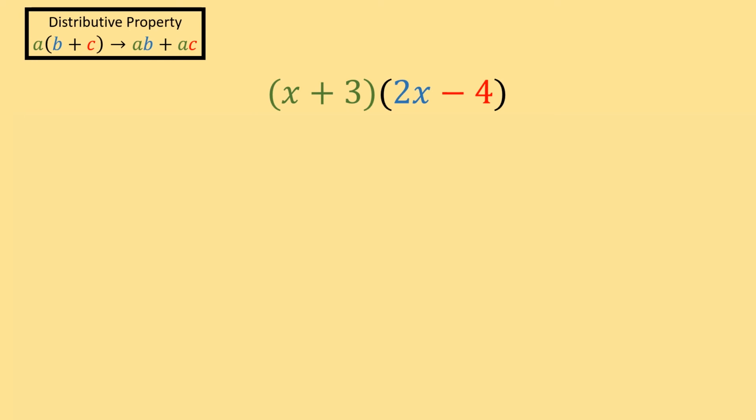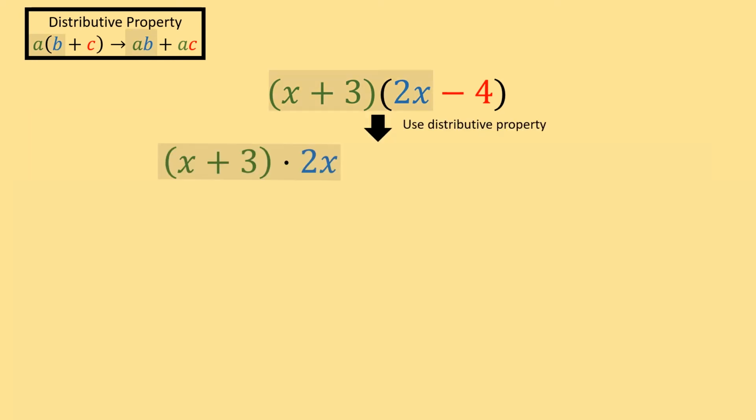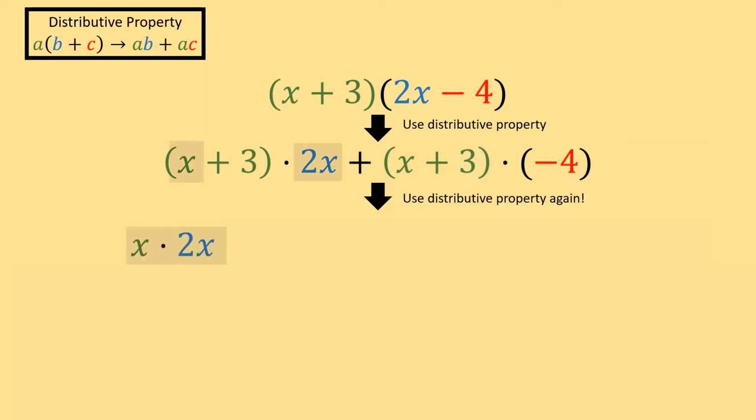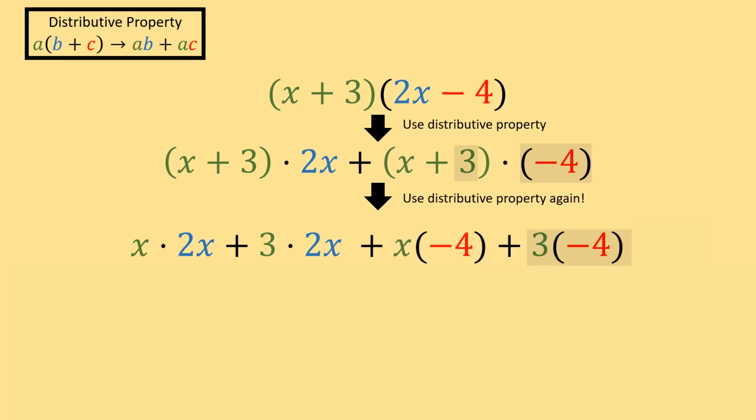So we'll take x plus 3 and multiply it by 2x, and we'll take x plus 3 and multiply it by negative 4. Now we're going to then use the distributive property again. We're going to distribute 2x into x plus 3, and we're going to distribute negative 4 into x plus 3 as well. And so we'll end up getting x times 2x plus 3 times 2x plus x times negative 4 plus 3 times negative 4.